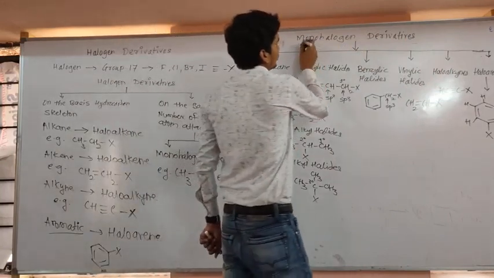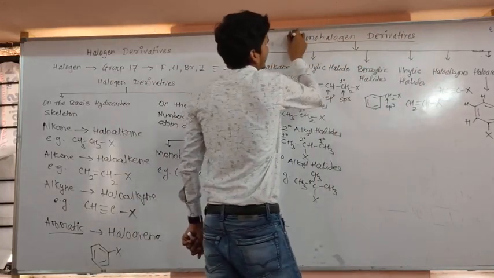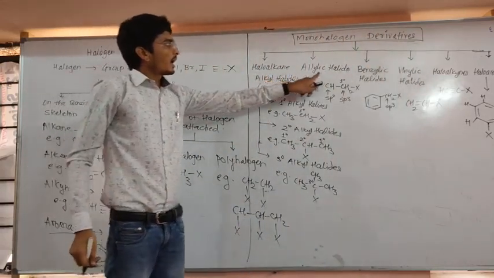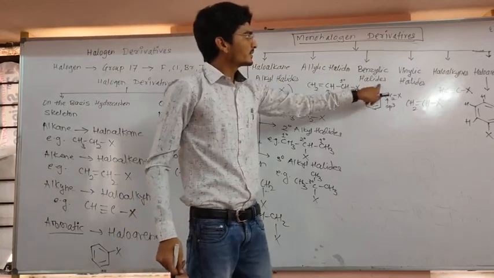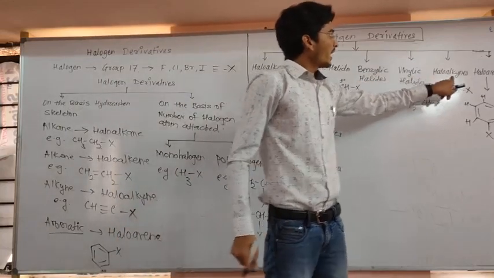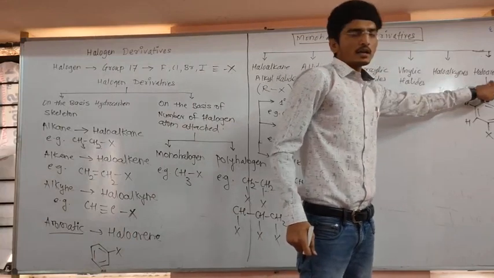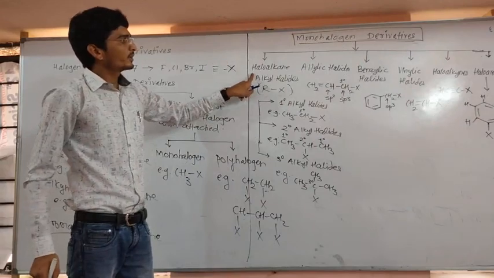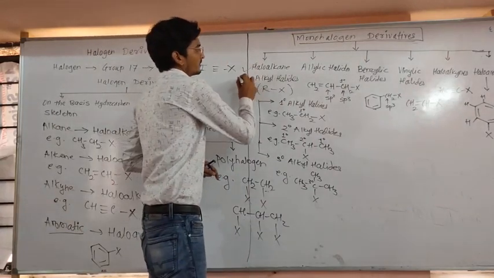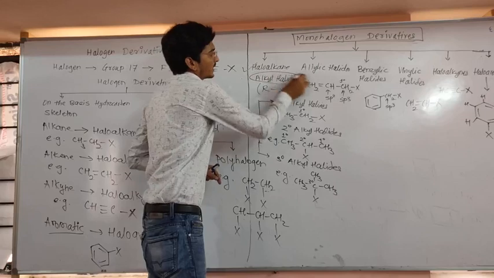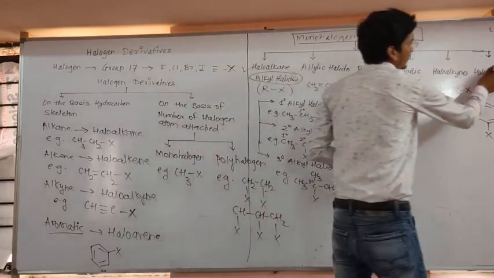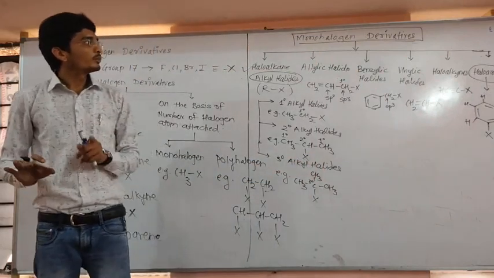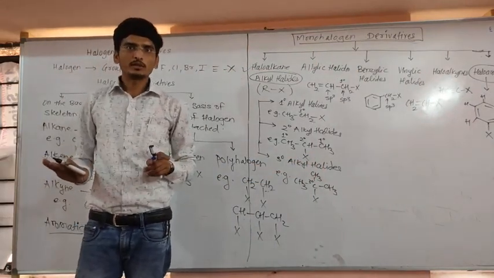In this way, monohalogen derivatives are classified into the following types: the haloalkanes, allylic halides, benzylic halides, vinylic halides, haloalkynes, and the last one is the haloarenes. For our syllabus, there are 2 important points here: the haloalkanes, or sometimes you can call them the alkyl halides, and the haloarenes. Okay, so this is about the classification of the monohalogen derivatives.